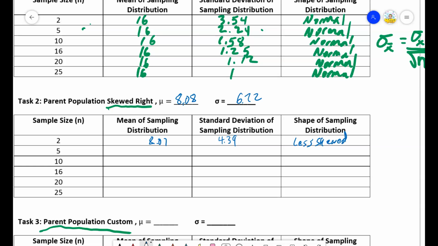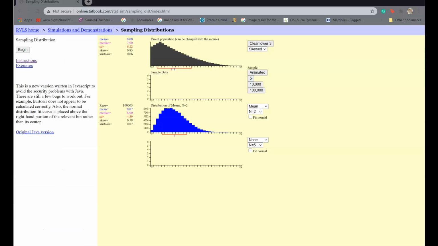Okay, and now let's go back again. Now we'll change the sample size to 5. Take 5 at a time. So we're taking 5 numbers. Remember, we're going to average them and then plot the averages. I'm going to do that 100,000 times. Now I can still see a little bit of a skew, right? I can see that the mean is a little bit bigger than the median, 8.09 compared to 8.